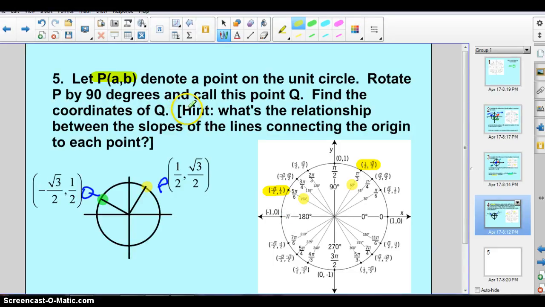Now, he then asks you what's the relationship between the slopes of these lines. Well, the slopes of these lines are simply, this one's positive, this one's negative. The other relationship he's looking for you to recognize is that the coordinates actually switch spots, and then the positive or negative depends on which quadrant you're in.